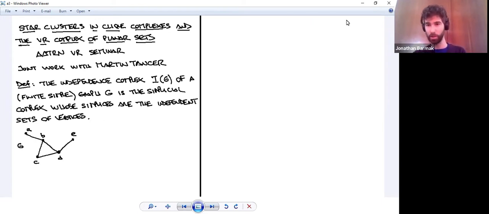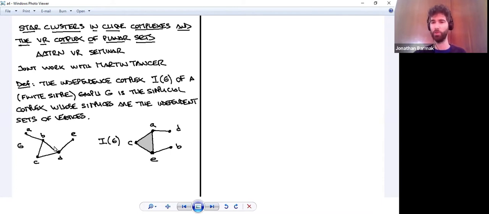So in this example, in this graph, we can see that A, C, and E is an independent set. None of these three are adjacent. So this will be a two-dimensional simplex in the associated simplicial complex. AD, again, they are non-adjacent, so this is also a simplex. EB, and you can check that this is the independence complex of this graph.